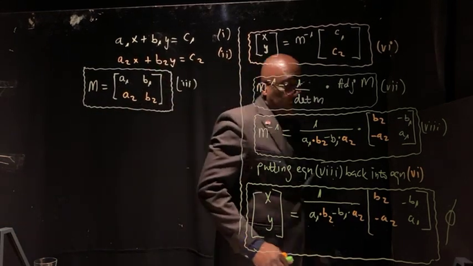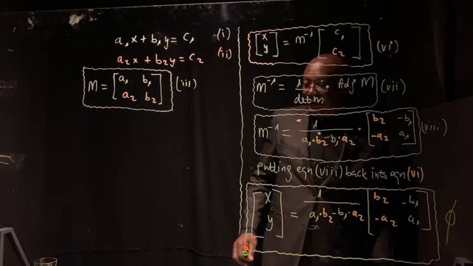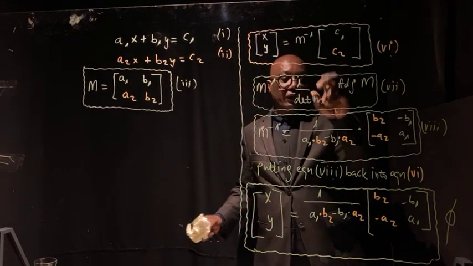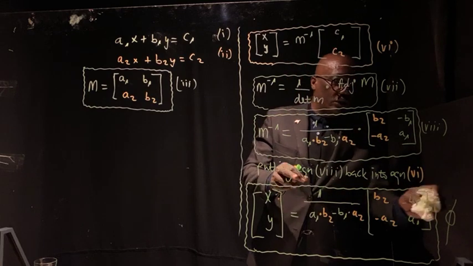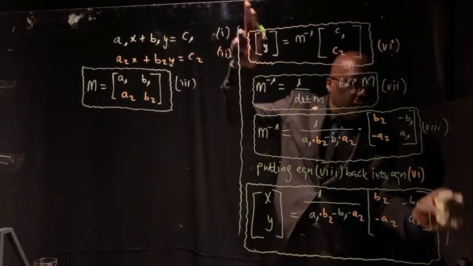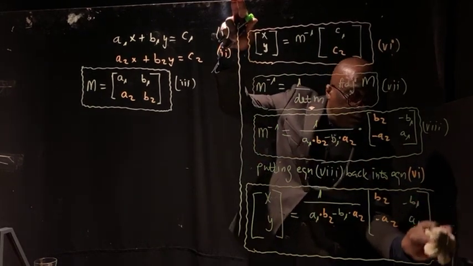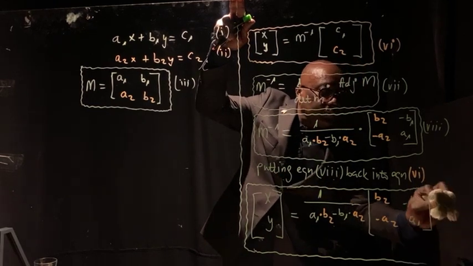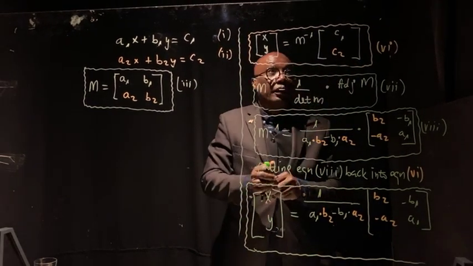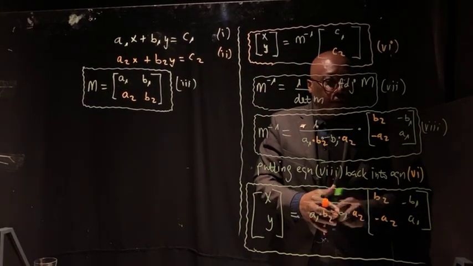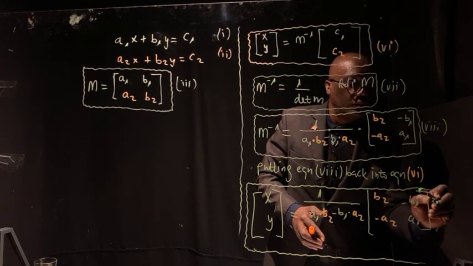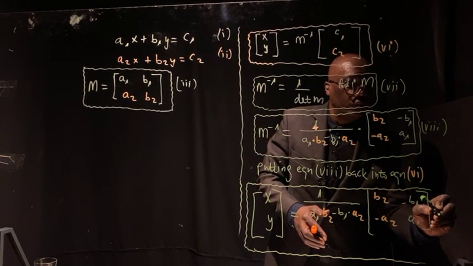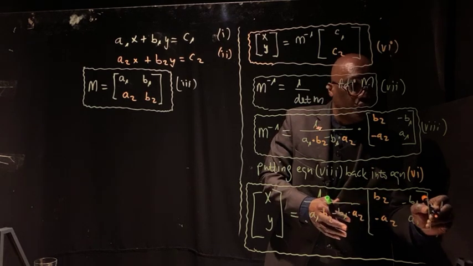I believe equation 5 is still not complete. Why? Because we forgot the C's over there. So, pardon me for that. We have here C1 and C2.